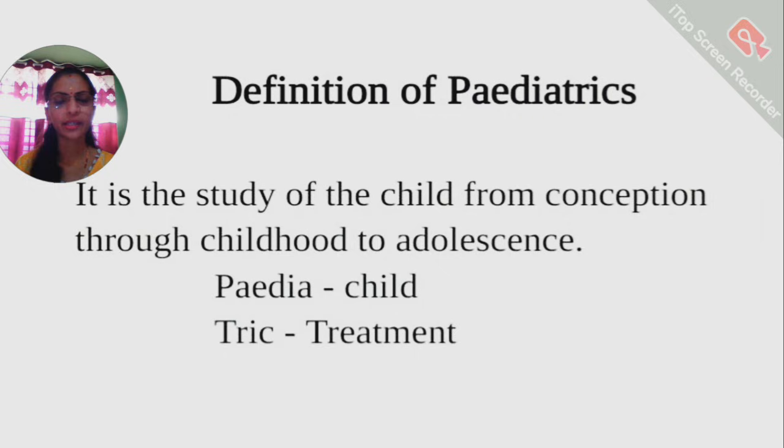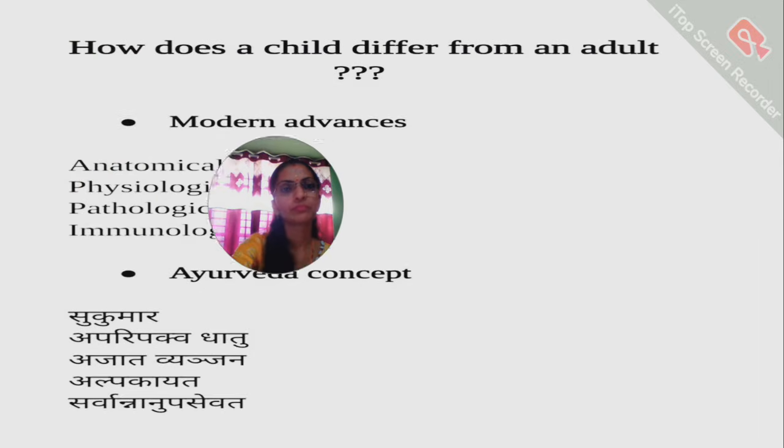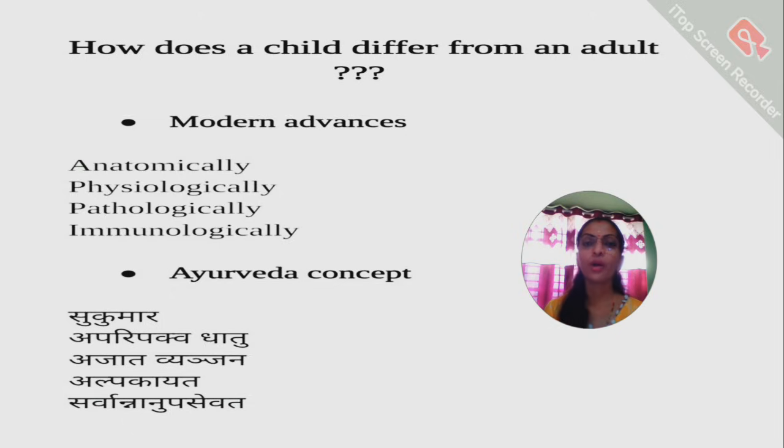According to modern medicine, the definition of pediatrics is the study of the child from conception through childhood to adolescence. Pedia is child and trics is treatment. Treatment of the child from birth till adolescence is nothing but pediatrics. So how does a child differ from an adult? In modern advances, the differences between children and adults are that they differ anatomically, physiologically, pathologically and immunologically.